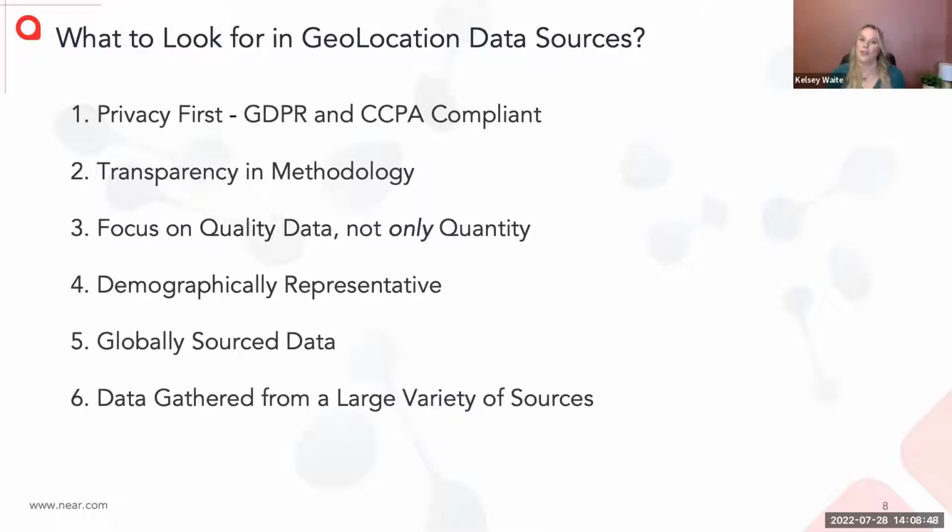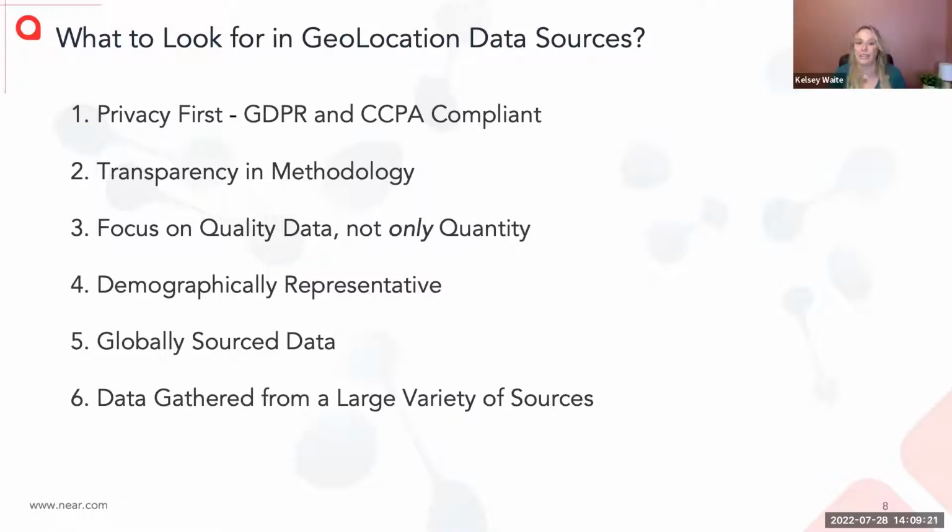Number 3, we want to focus on quality data, not only quantity. So it is important that you get lots of data, as the higher the sample size, the better always, but you don't want it to have multiple pings from the same device in 4 different countries at the same time. You want to make sure that it's coming from reputable apps and different sources that clean the data, and then also the company cleans it even beyond that.